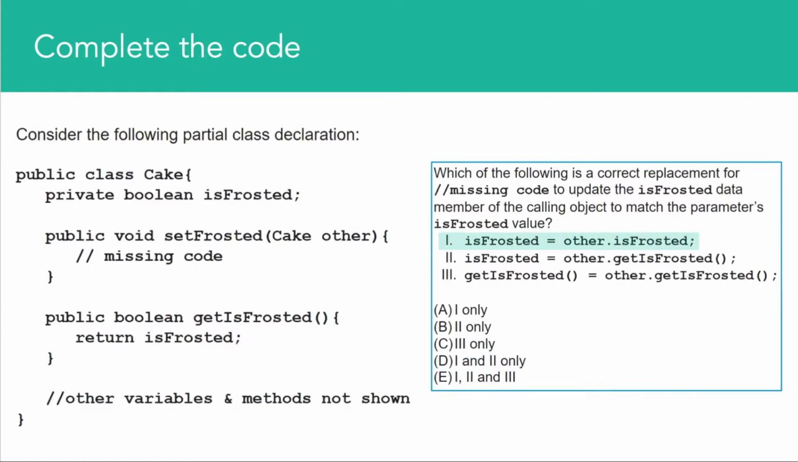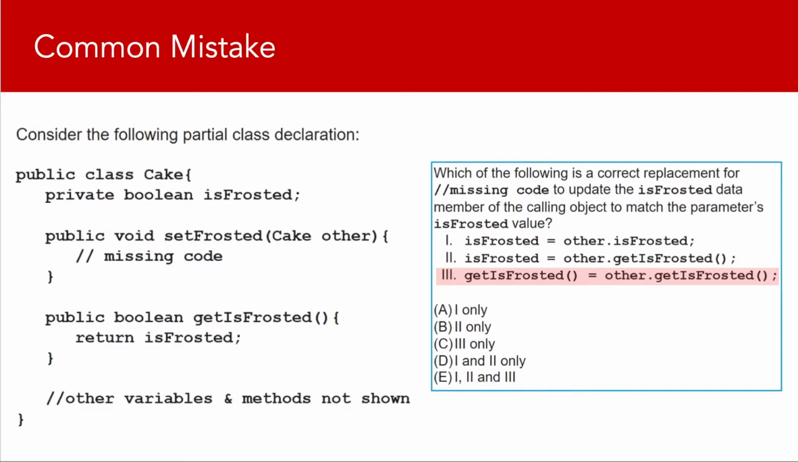In this case, you are inside the Cake class. You can call the private instance variable isFrosted directly. There is also no problem using the getIsFrosted method. Now here's a common mistake.